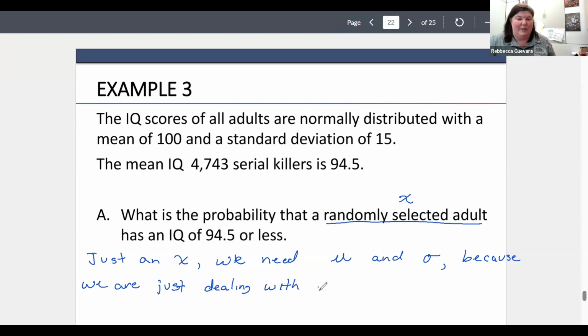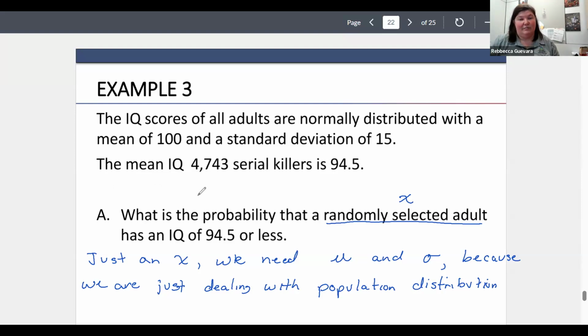Like I said, we're just dealing with a population distribution. We didn't talk about anything about means or anything like that. So you just have to be a little careful and pay attention. Are you being asked to look at an X or are you being asked to look at a mean?